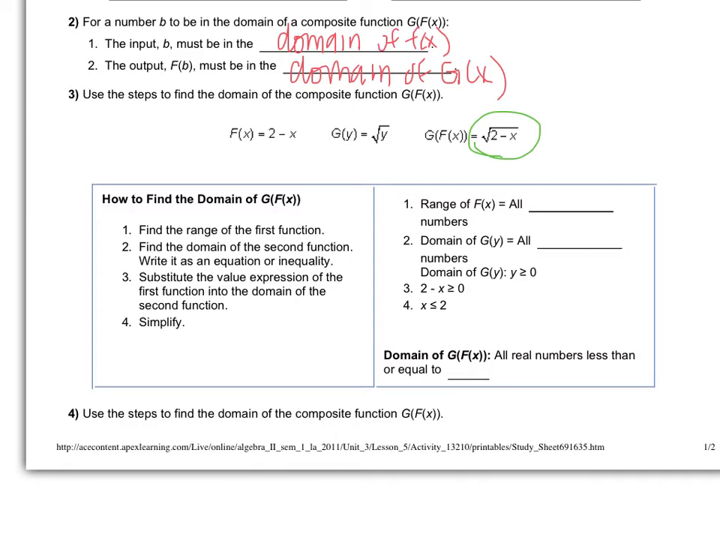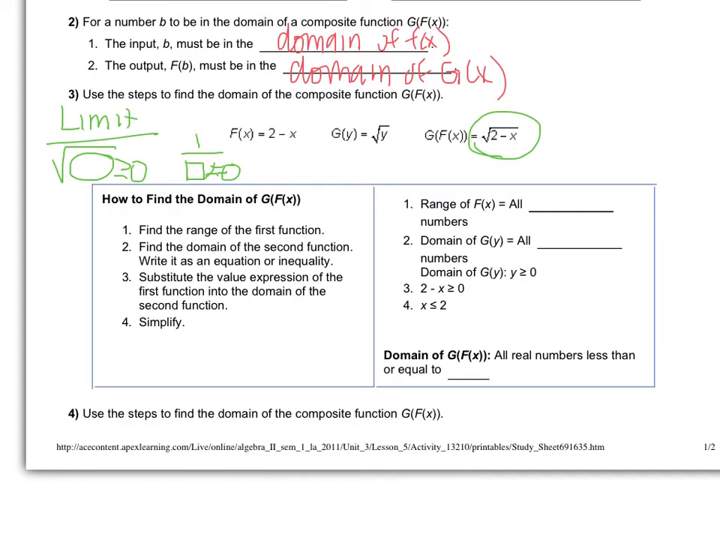There's a couple things that limit our domain. First of all, if I have the square root of something, I'm going to put a circle there, then that something must be greater than or equal to 0. Second of all, if I have a denominator, I'm going to put a box there, that denominator cannot equal 0. That's really our only two limitations.